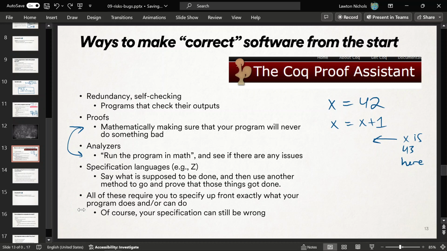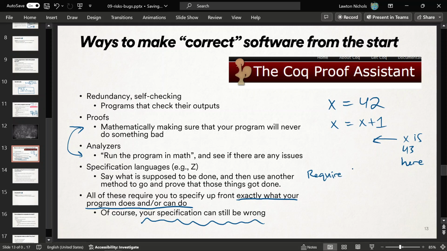There can be a bug in the specification of the program, all right? And that's what you're proving your program against. So if your specification is wrong, then your program's not going to do the right thing, right? So your specification can still be wrong, sadly. So you have to come up with some good requirements, some good specifications.